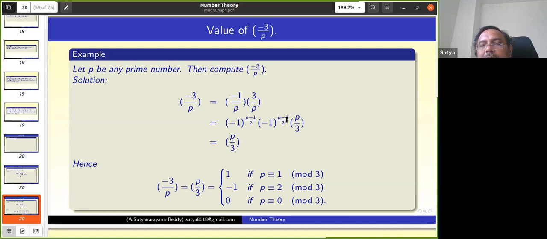It is another beauty. You may ask why we do not write minus 1 whole power p minus 1 by 2 into 3 minus 1 by 2. But that is not required. Now it is just p by 3. See, minus 3 by p, where p is any prime, equals p by 3. Then we will do the remaining things. Is it okay?